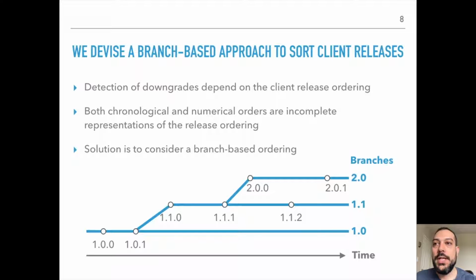Our solution is to consider a branch-based ordering of the releases. In this ordering schema, one version can be followed by more than one release. See, for example, that version 1.1.1 is followed by both 1.2.2 and 2.0.0. We believe that our branch-based sorting schema is of interest to researchers studying other issues related to the versioning of packages in software ecosystems.